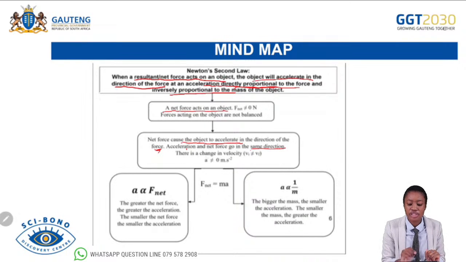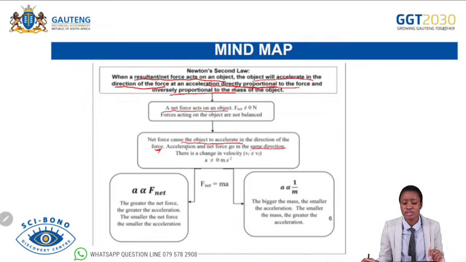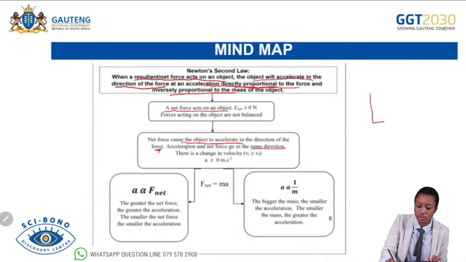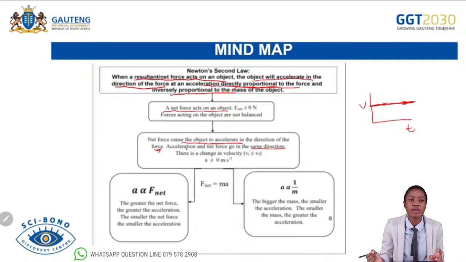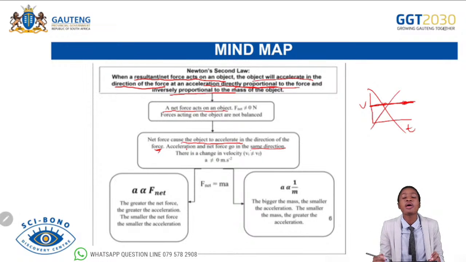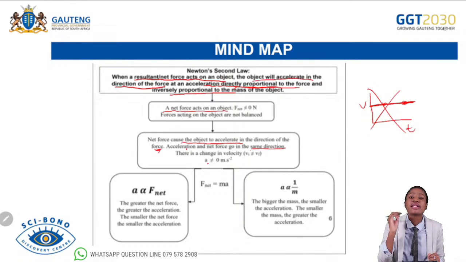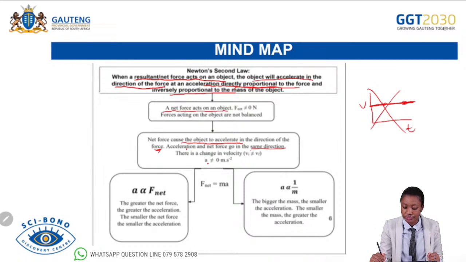And there is therefore a change in velocity. If there's a change in velocity, it tells you that the initial velocity will not equal the final velocity. Remember when I showed you the velocity-time graph and I had a constant velocity, my VI was equal to my VF. In this instance, that is not the case. VI will not equal VF because there is a change in velocity, meaning that the object is accelerating. Remember, acceleration is the change in velocity. So therefore, acceleration will never be 0 meters per second squared.